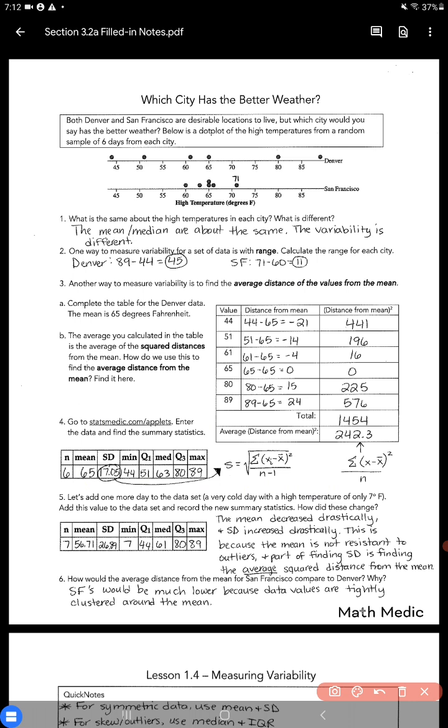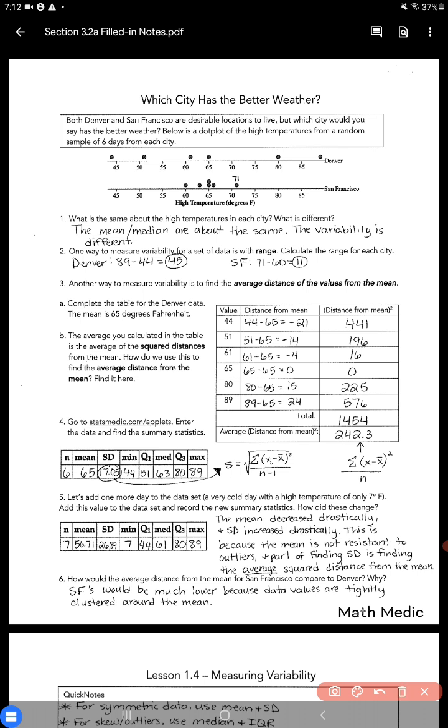So our symbol for standard deviation, again, depends on if we are dealing with a sample or a population. If we are dealing with a sample, we are going to use a lowercase s to stand for standard deviation. If we are dealing with a population, we are going to use the Greek letter sigma, and I will do my best to draw this, but I am not very good at it. But it looks like that, okay?